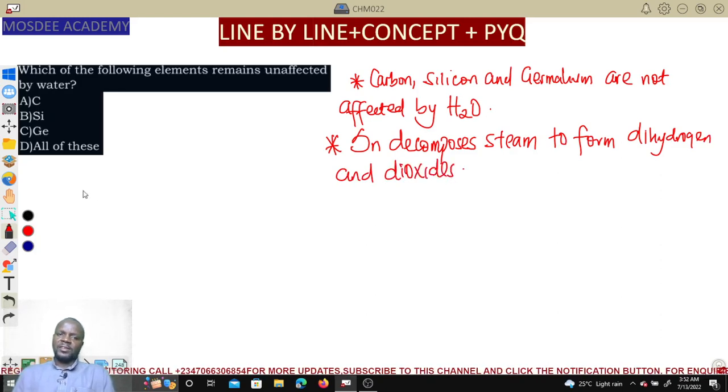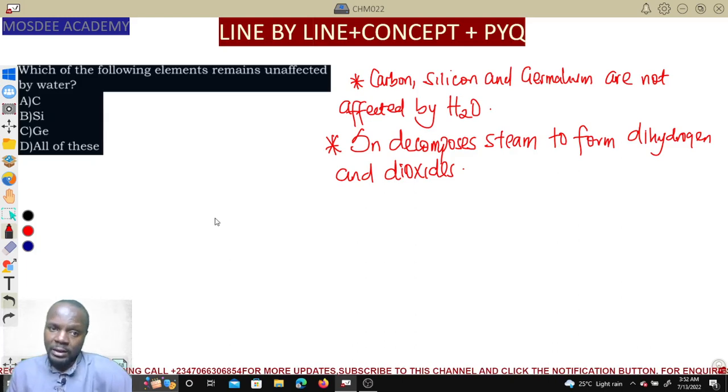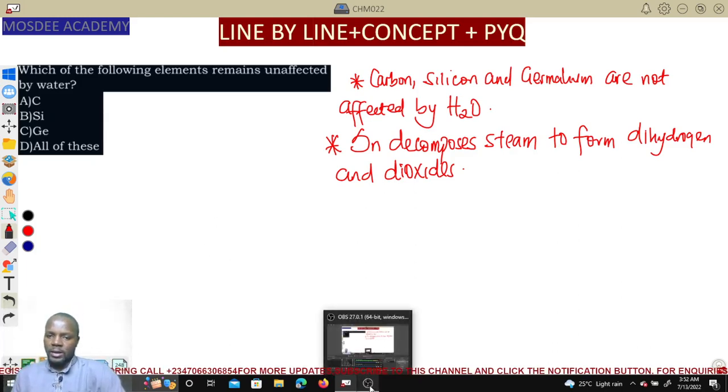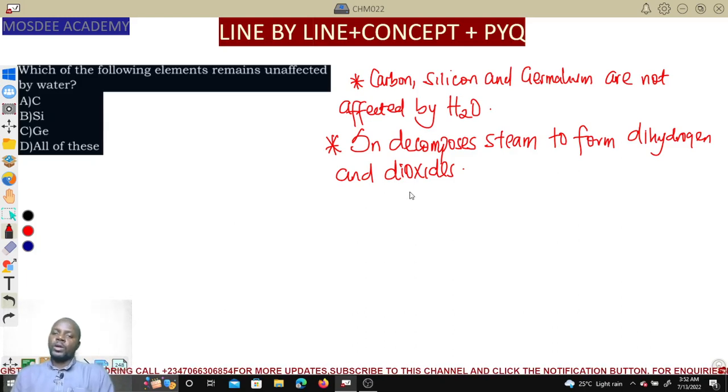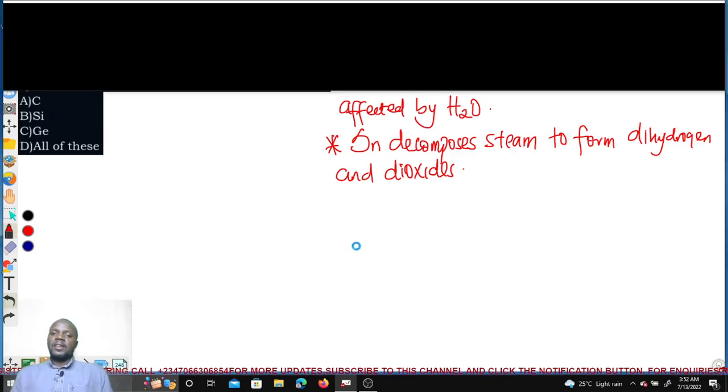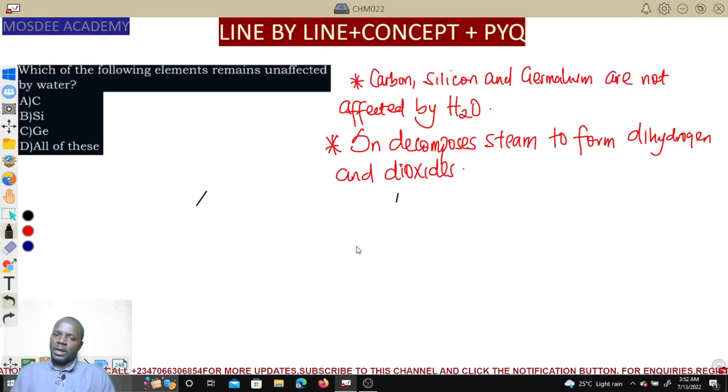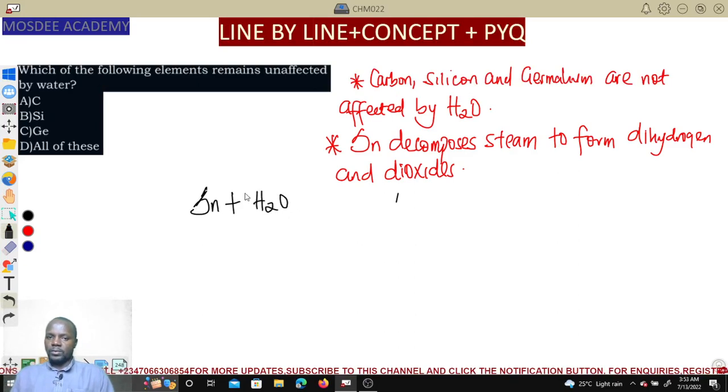What am I talking about? Let's write it. Tin is Sn; everybody knows this. So Sn reacts with what? You can remember from your junior classes, reaction with cold water: tin does not react with hot water and cold water. It only reacts with steam. So it decomposes steam. Tin, Sn, plus H2O gives you SnO2 plus hydrogen. So I'm writing now Sn plus two molecules of water, then you balance the equation. That is it.